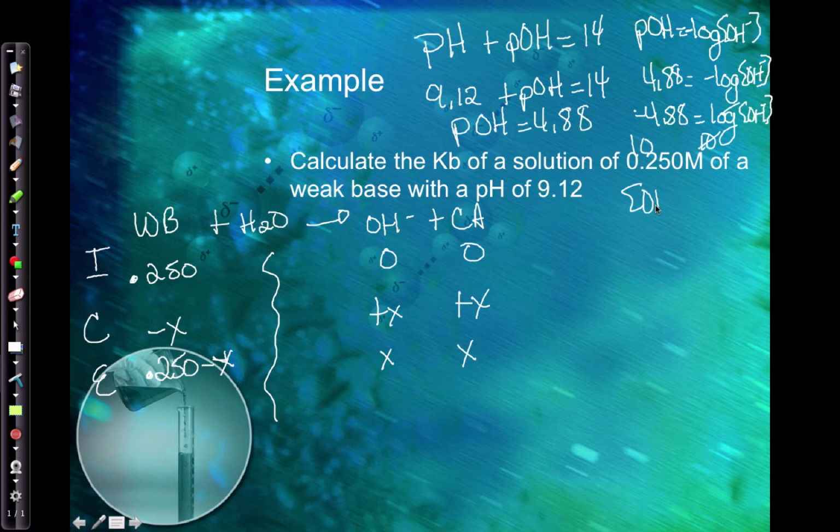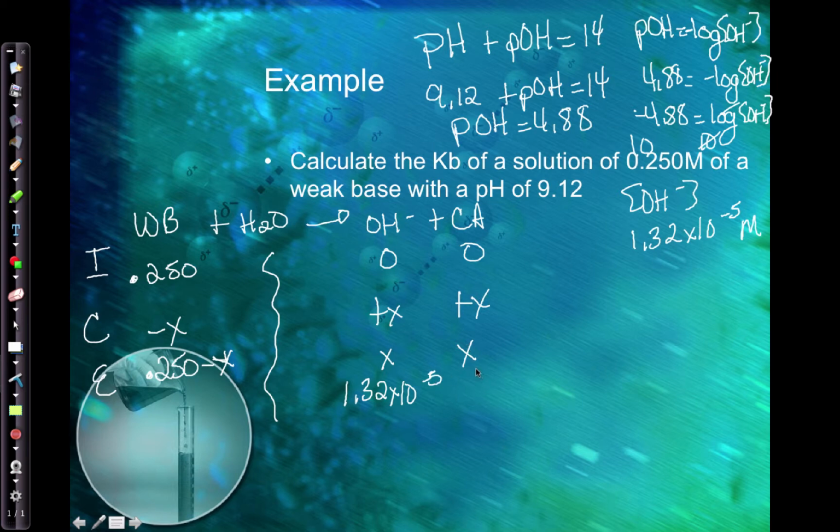And my hydroxide concentration should be 1.32 times 10 to the negative fifth. All right, so I do have my hydroxide concentration then. So that's going to be equal to X. So it's 1.32 times 10 to the negative fifth.